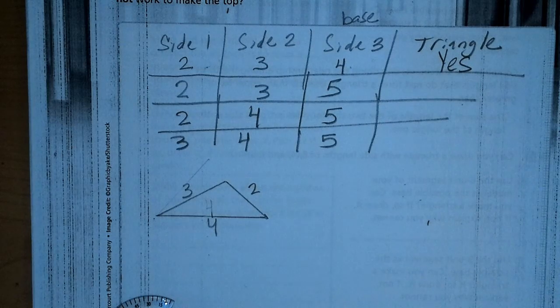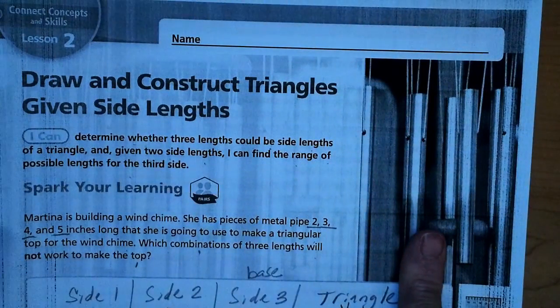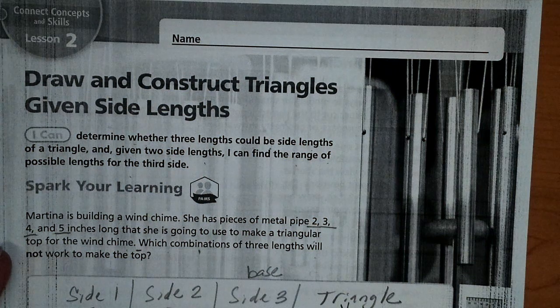Can you show me the picture so I can know which lesson it is? Looks like it's got wind chimes. And it says draw and construct triangles given side lengths. Should be 9-2.